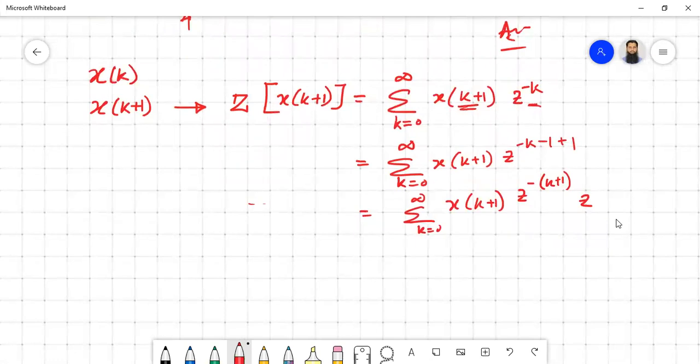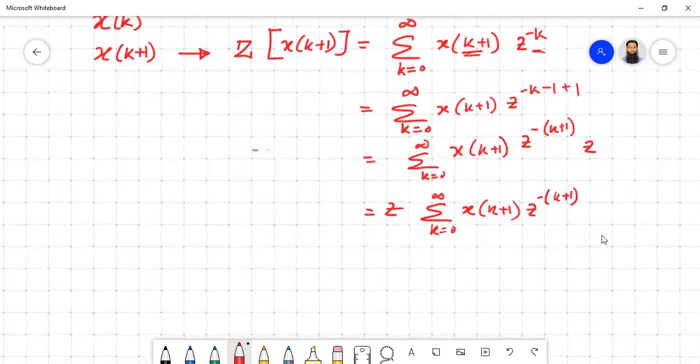So that z we can take to the front as before: z, then summation of k equal to 0 to infinity, and what we have is x(k+1) z to the power minus (k+1). So again, we have to check with the limit. And what we can say is the limit has to be m, say m equal to k+1. Now, the problem is if k equal to 0, m is giving us 1. So our series is not starting from 0, rather it's starting from the value 1.